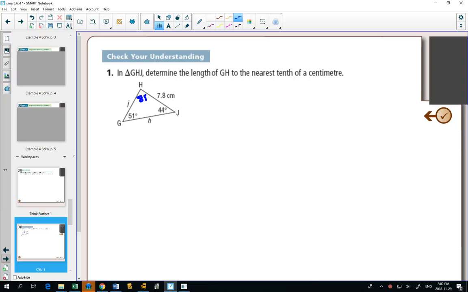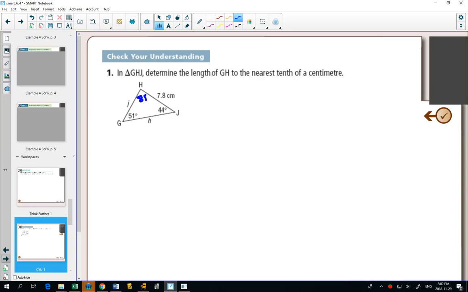We're going to learn two of them. We're learning the sine law today. We're going to learn the cosine law later. So we have to determine, can we use the sine law? The key that can determine if you can use the sine law is if you know an angle and its opposite side. Does that happen in this situation? Yes. We know 51 degrees and the opposite side is 7.8.